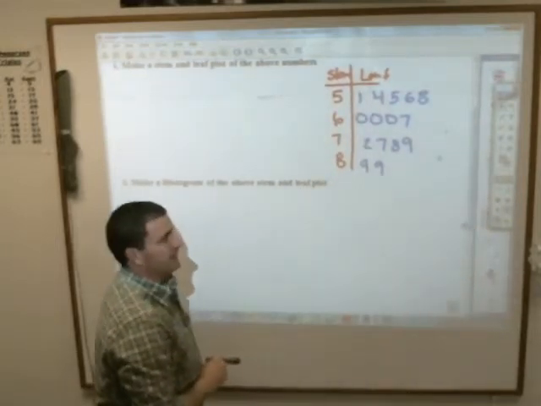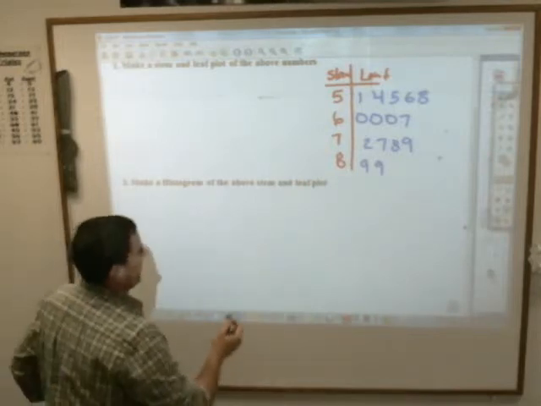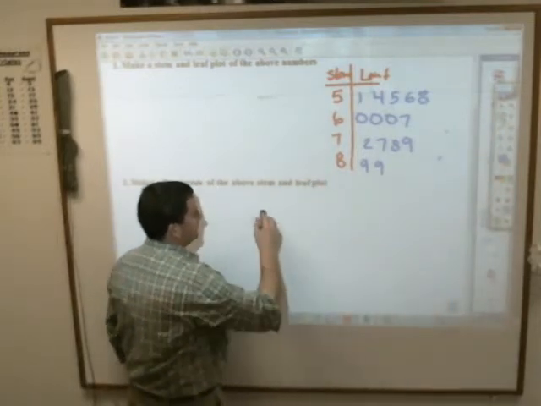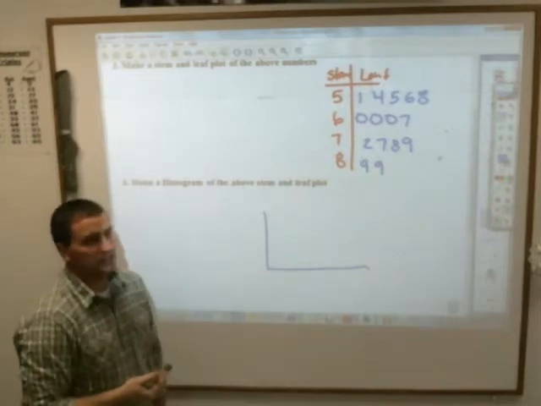Now, do you remember about a histogram? A histogram is just like a stem and leaf plot, except you turn it on its side. It's a bar graph that just does this. You'll remember this. A histogram tells you the frequency of each number.